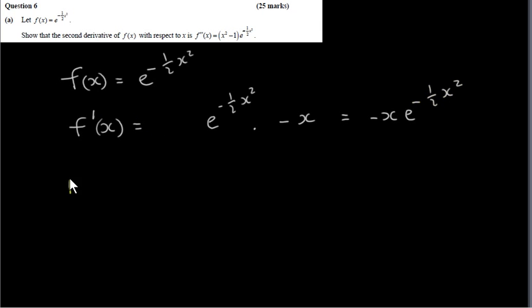Now let's look at the second derivative. We have to differentiate this function here. Now this is a product of functions, so we have to use the product rule. So we take one of the functions, say minus x, and multiply by the derivative of the second function. That's e to the minus a half x squared. So we have to differentiate e to the minus half x squared. But we've already done that. When we differentiate it, we get this.